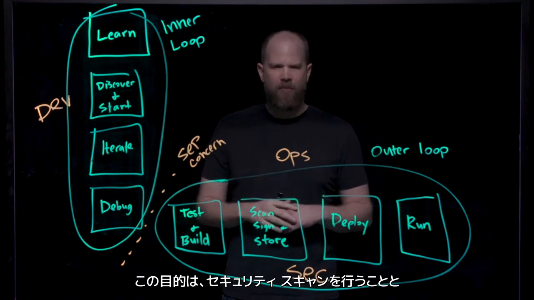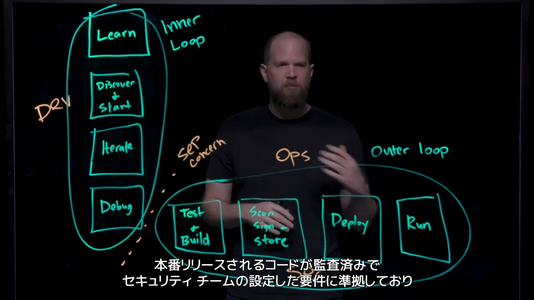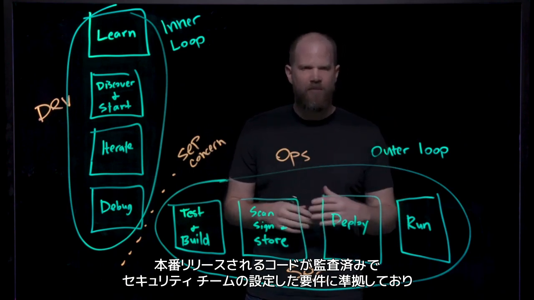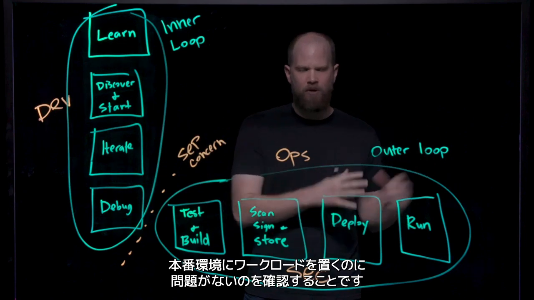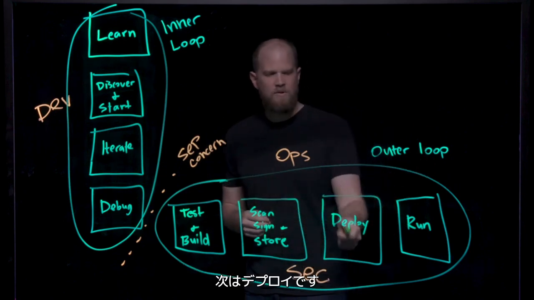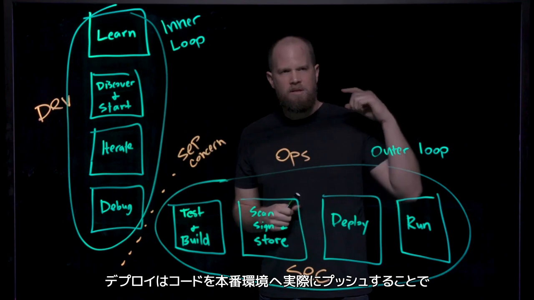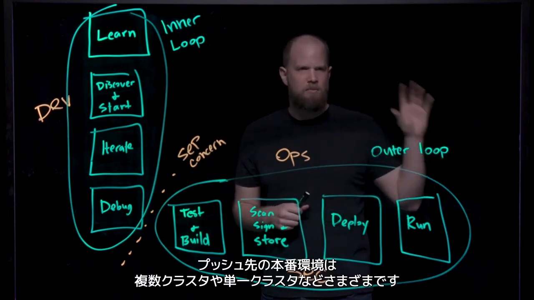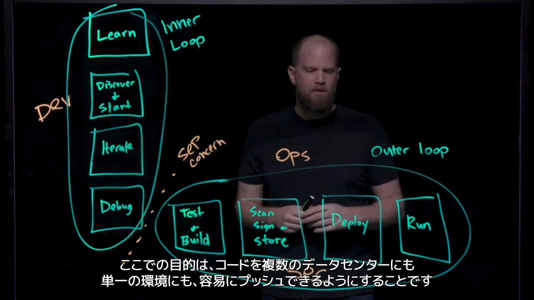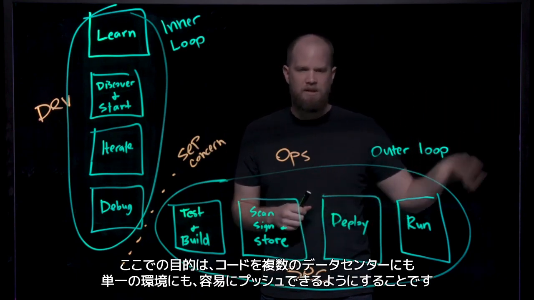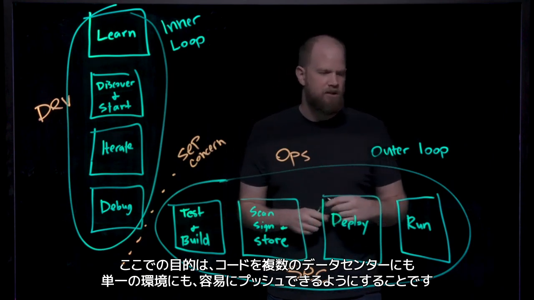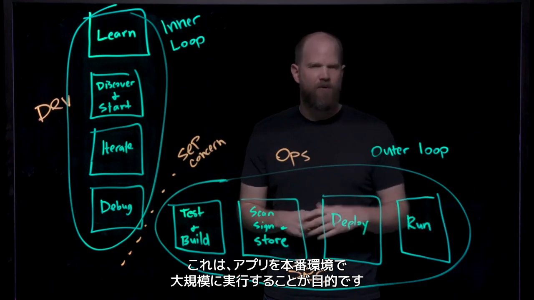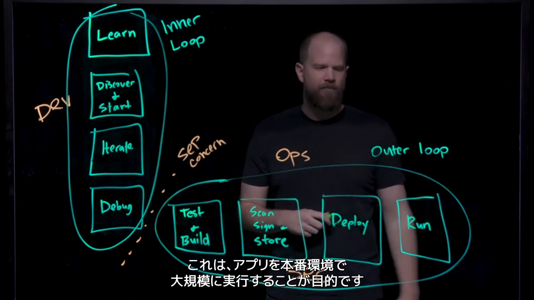Next, we go to scan, sign, and store. Scan, sign, and store is all about security scanning and making sure what's going into production is audited and compliant with what the security team has deemed appropriate for putting a workload in production. And then let's get to deploy next. Deploy is the act of actually pushing your code out to production environments, whether that's multiple clusters, single cluster, whatever. This is all about pushing it out there easily across data centers or single environments. And then finally, run. This is the runtime aspect of running your application at scale in production.